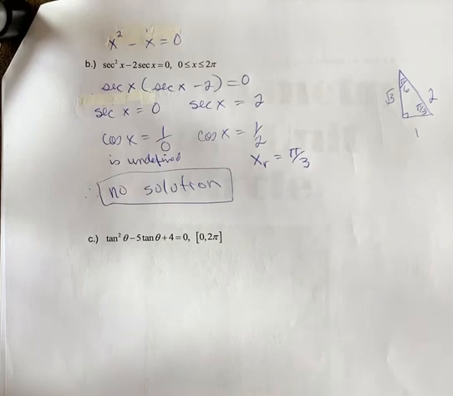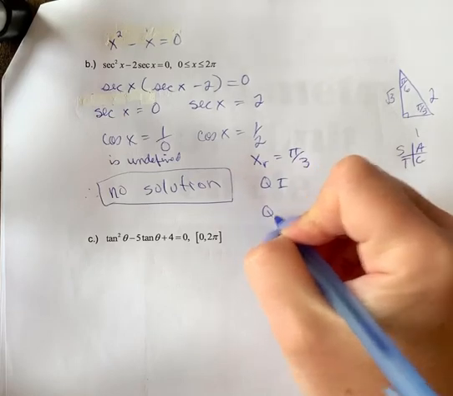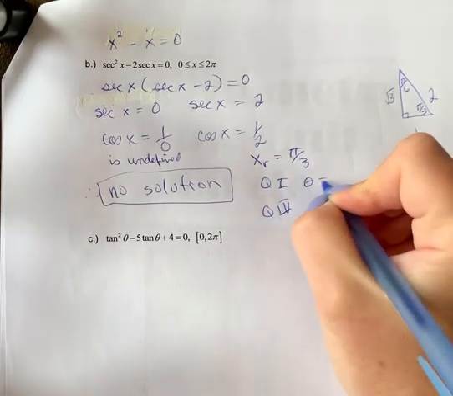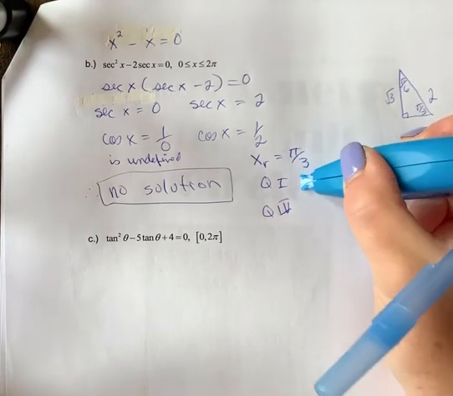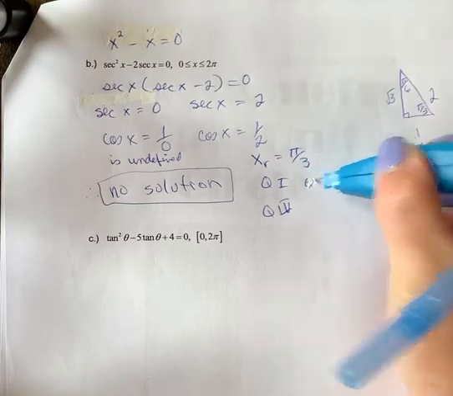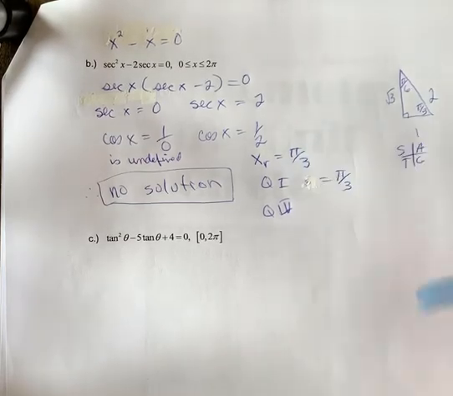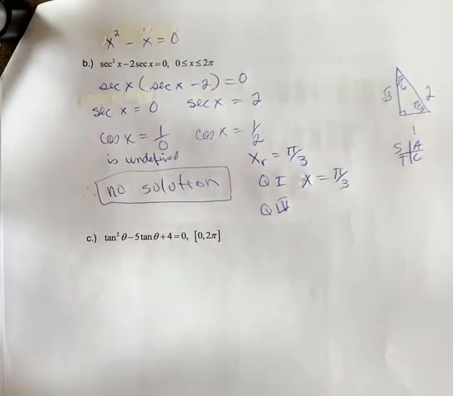And then we're going to look at the quadrants. According to our CAST rule, cos is positive in 1 and 4. So in quadrant 1, theta equals theta r. Make sure you write, oh, see, I did it there. I wrote theta instead of x. That is a habit that I shouldn't say we, I have. x equals pi by 3.